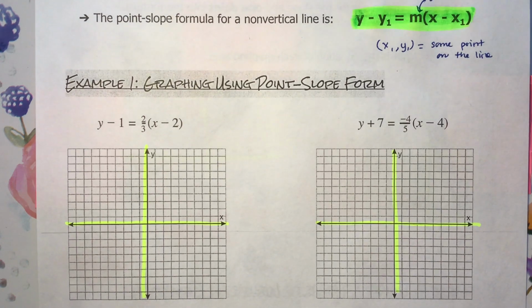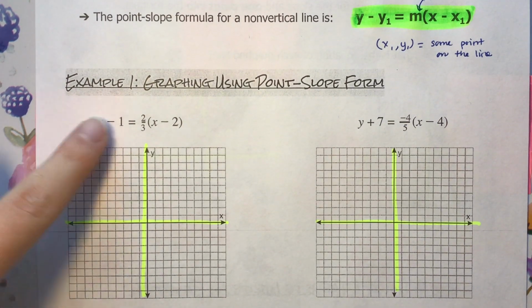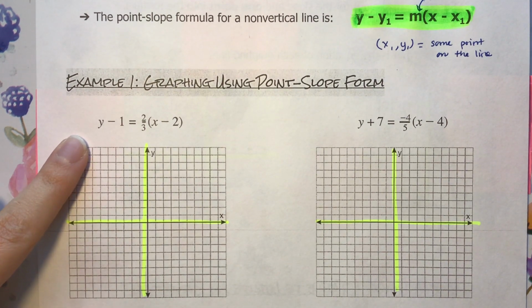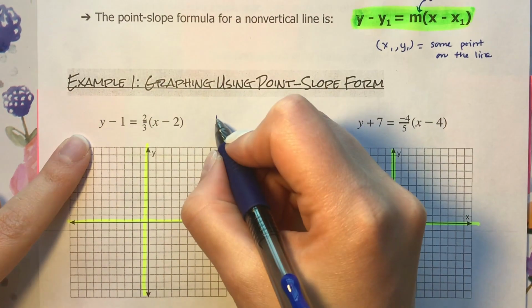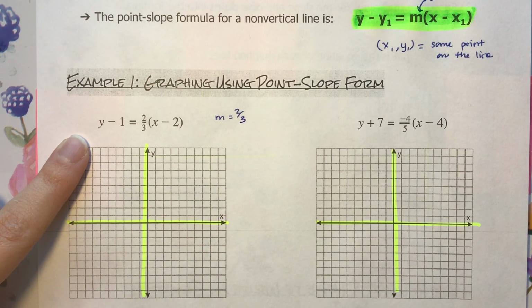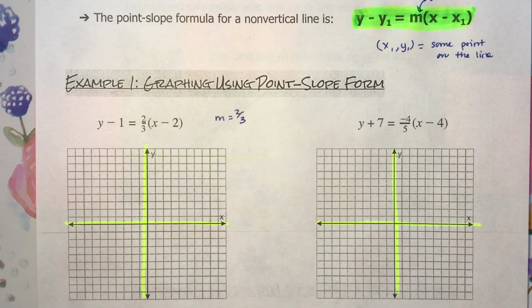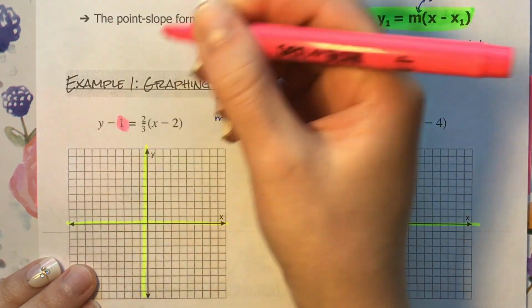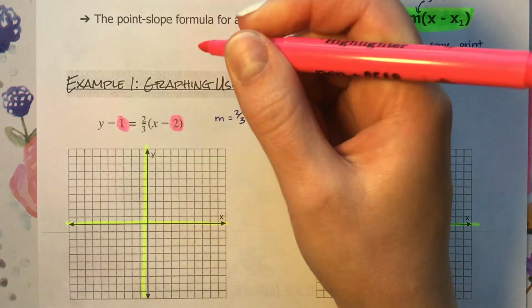So let's look at our first example. It says graphing using point-slope form. We need to graph this equation. So first of all, we know the slope. So m is equal to 2/3. But I don't start at the y-intercept anymore. I would start at the y-intercept if this were in slope-intercept form. This is in point-slope form. So I look at this number and I look at this number.